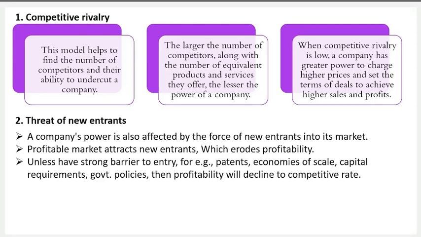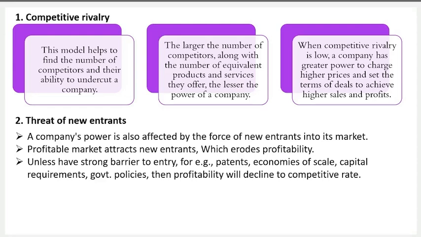So there might be chances that your product will not survive in the market, or you will have less market share. When competitive rivalry is low, a company has greater power to charge a higher price and set the terms of deals to achieve higher sales and profit. In this point, what they want to say is that if there are fewer competitors, let's suppose in the case of the telecom industry, currently there are only two major players. First one is Jio and second one is Airtel. So you can charge the higher price.